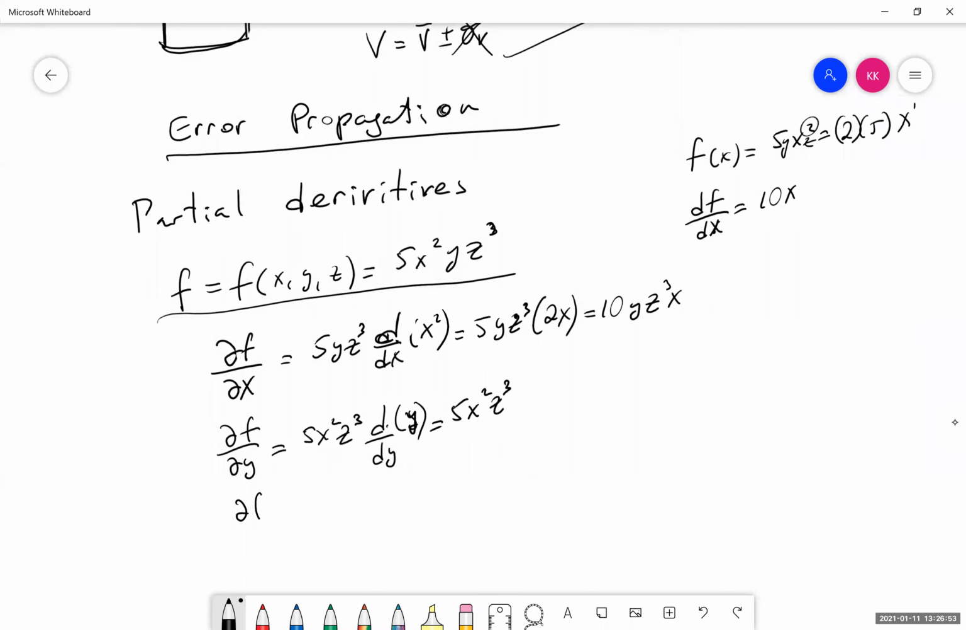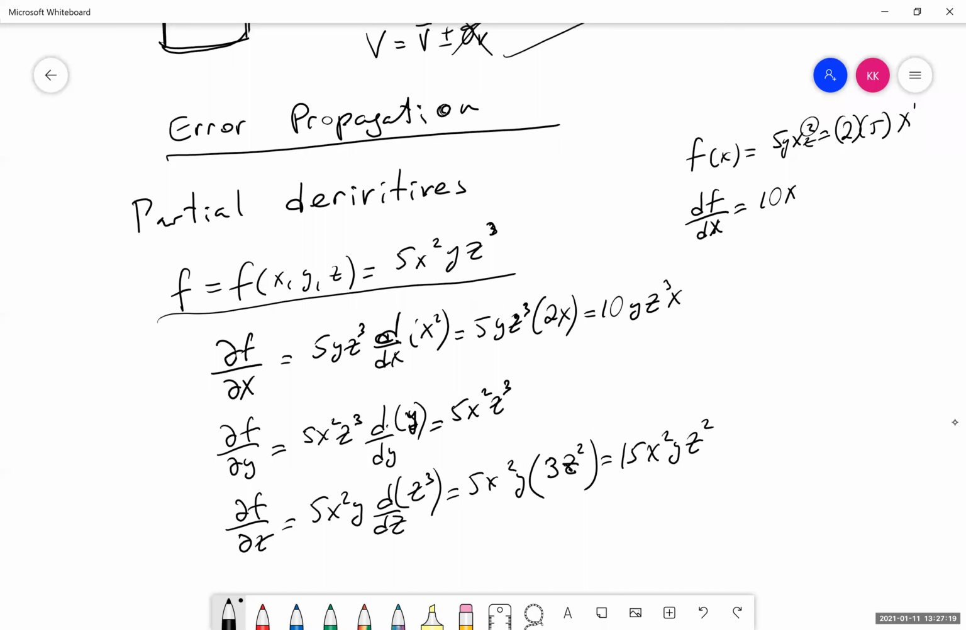Same way, if I do the derivative of f with respect to z, then everything is treated as constant but z. So 5x squared y, and then I'm doing the derivative with respect to z of just z cubed. So 5x squared y, and this will be then 3z squared. So 15x squared y z squared. And that's my partial derivative of f with respect to z.